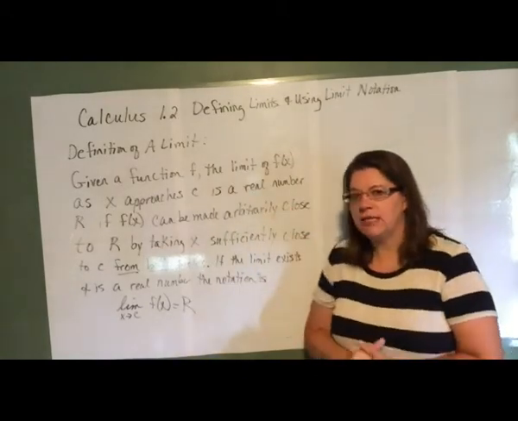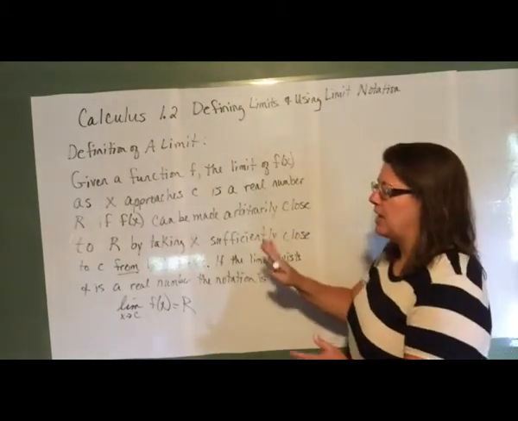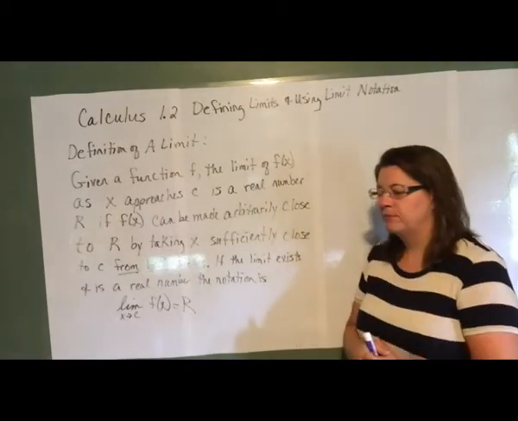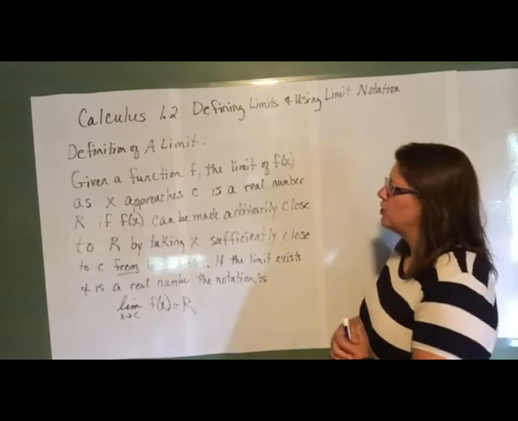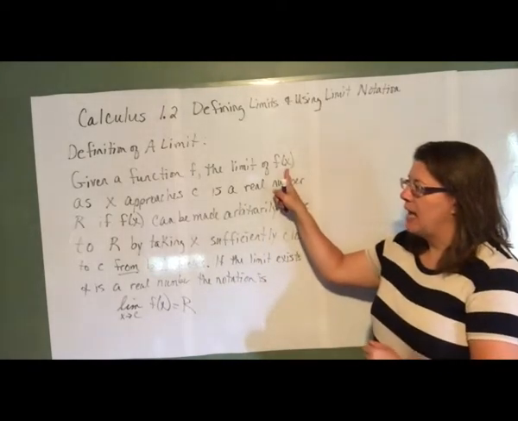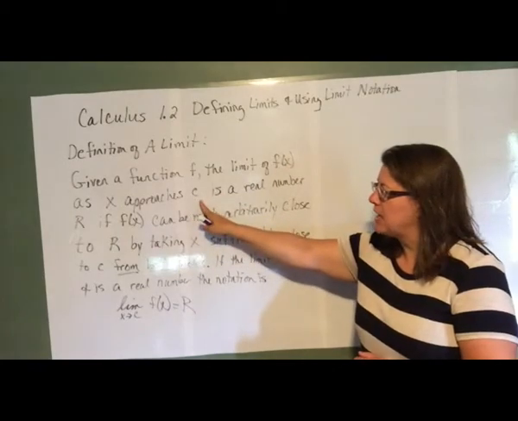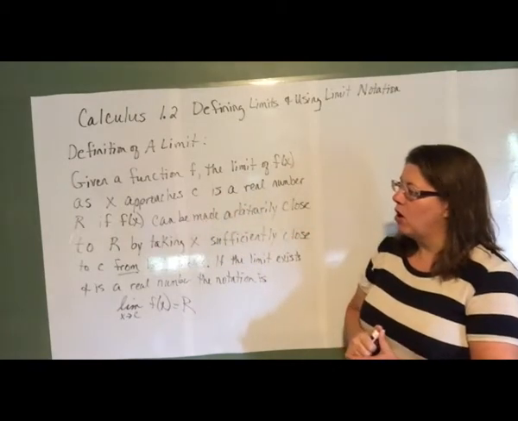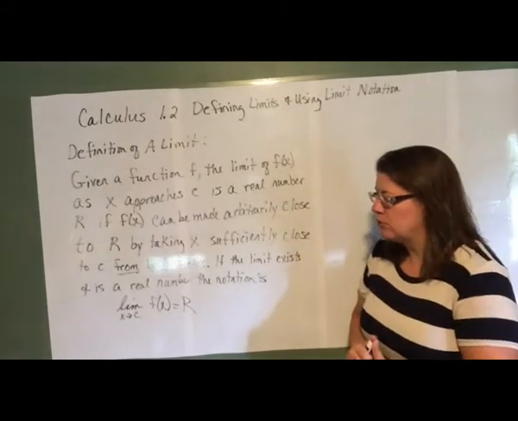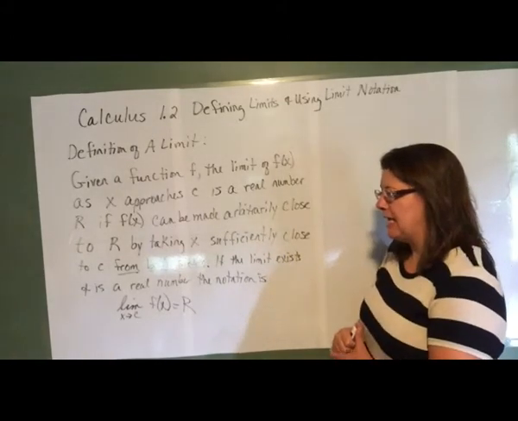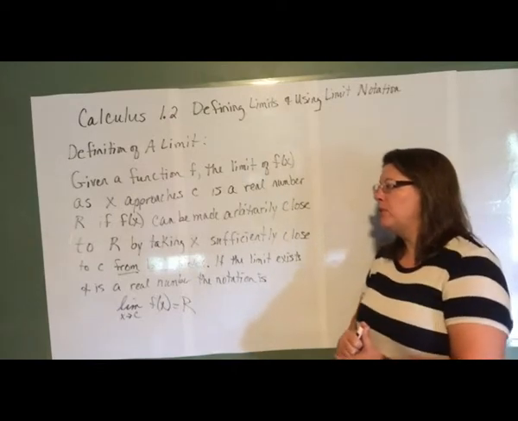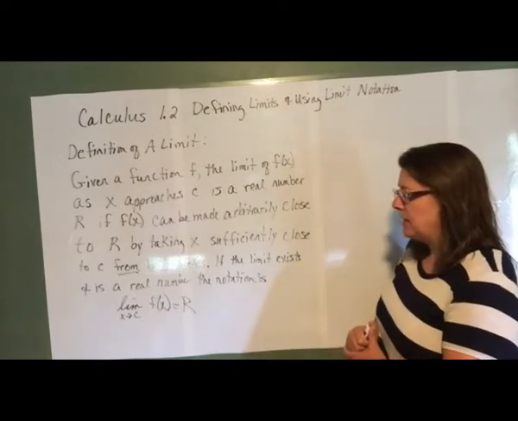The formal definition of a limit is here. I would encourage you to write that down. This was taken directly from the AP Calculus curriculum. It says, given the function f, the limit of f of x as x approaches c is a real number r if f of x can be made arbitrarily close to r by taking x sufficiently close to c from both sides.